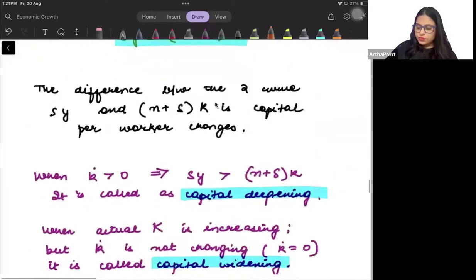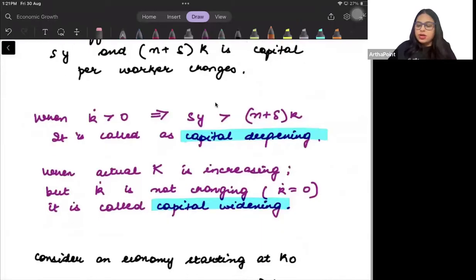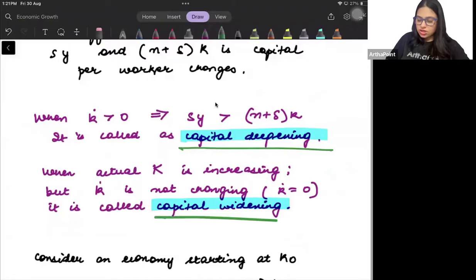Done. ठीक है. Now, I want to distinguish between two important terms today. The first term is called capital deepening, and the second term is called capital widening. दो बहुत अलग चीजें हैं.